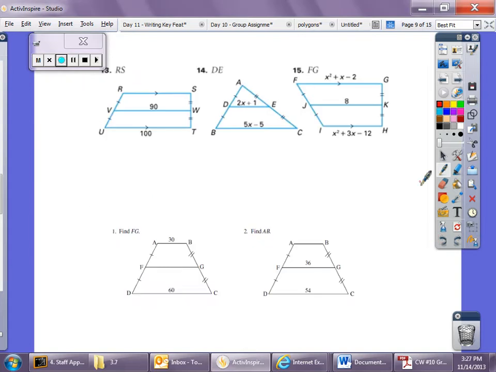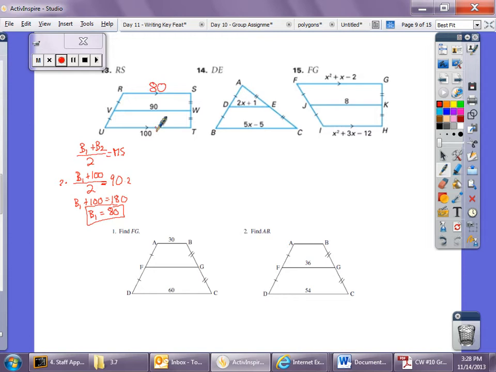Alright, and then we can look at the next example. Alright, 13. We have a trapezoid, so that's base 1 plus base 2 divided by 2 equals our mid segment. Now this time it gives us the mid segment. So we have base 1 plus 100 divided by 2 is equal to 90. So we multiply both sides by 2. So we have base 1 plus 100 equals 180. Subtract 100 from both sides, so base 1 equals 80. So we know that RS is 80.